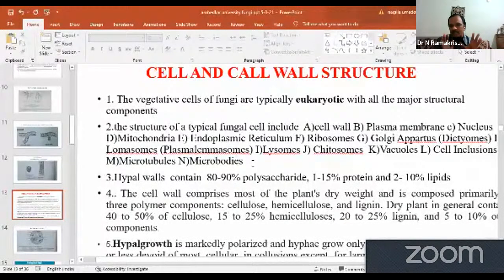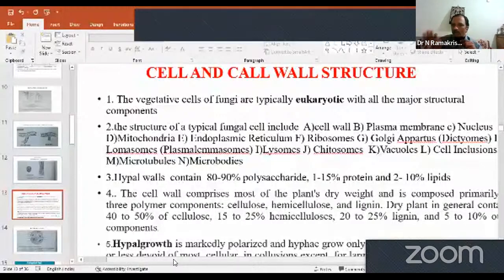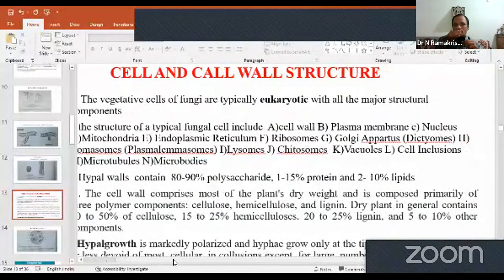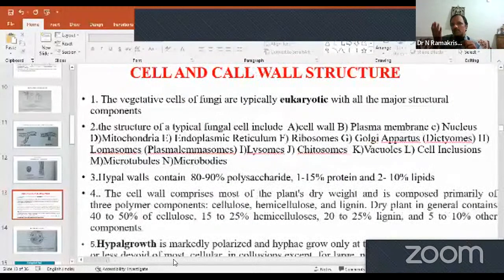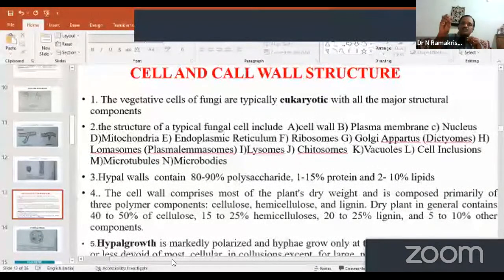Inside the fungus cell, you see the cell wall, second the plasma membrane, and third the nucleus. Then mitochondria, endoplasmic reticulum, ribosomes, Golgi apparatus, lysosomes, chromosomes, vacuoles, cell inclusions, microtubules, and microbodies. All these types of structures are seen in fungi.